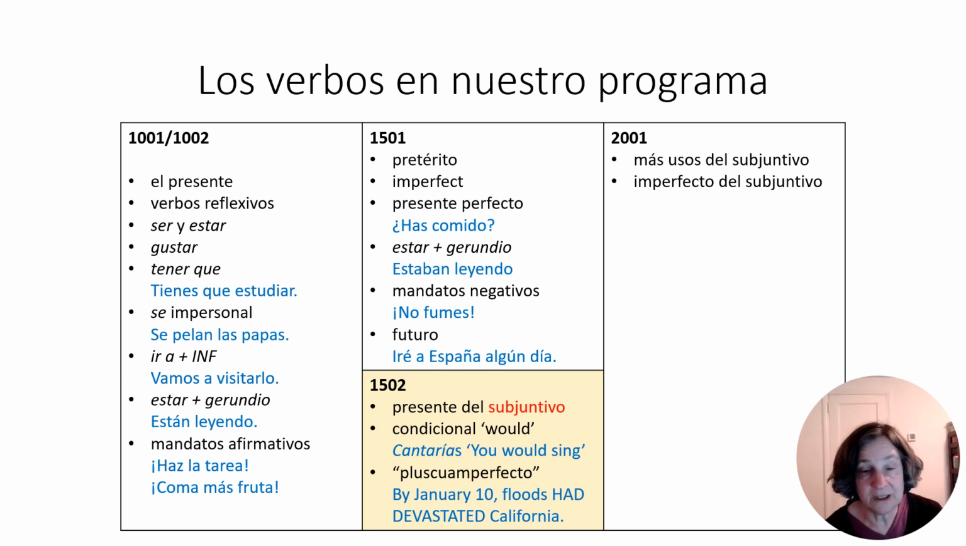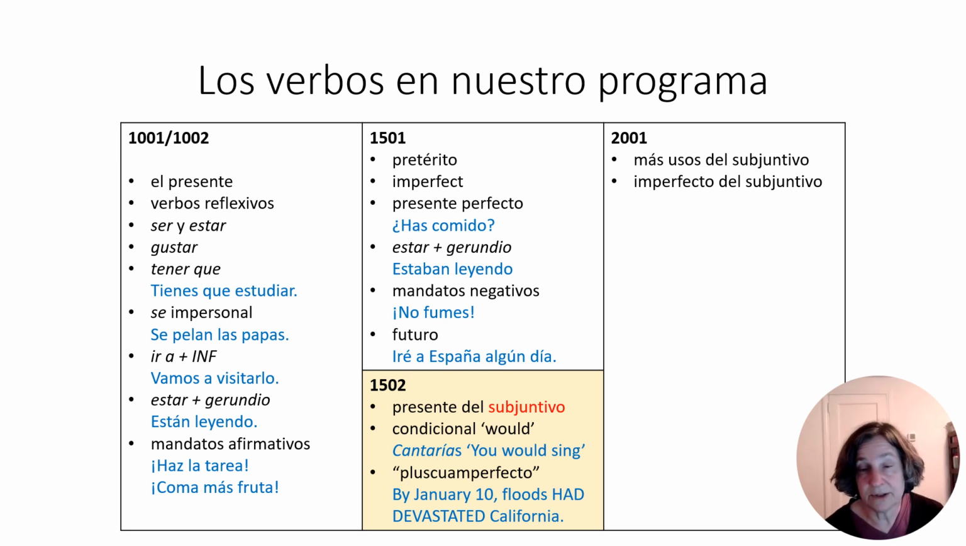When you get into 1501, the big topic is going to be the subjunctive, which is actually a lot easier than preterite versus imperfect because the times when you use it are very well specified. You'll learn the conditional, which is like would in English, cantarías, you would sing. And then you'll learn this horrible sounding pluscuamperfecto. That's just taking the present perfect and putting it in the past. So if you say, he comido, I have eaten, you can say, había comido, I had eaten. That's all it is. It's got a big name for a kind of a nothing burger.